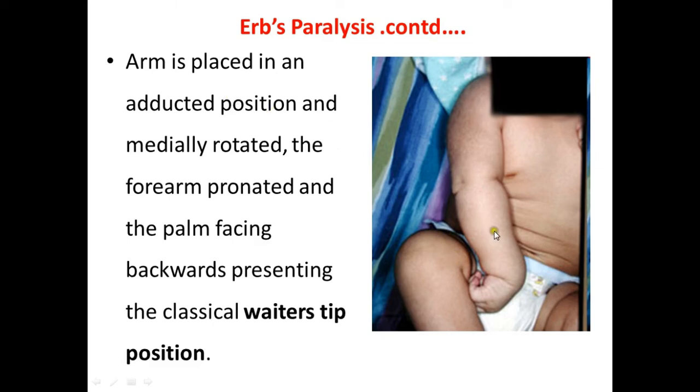That deformity is known as the waiter's tip deformity. What happens in this one? The arm is placed in an adducted position, over here you can see, and medially rotated. The forearm is pronated and the palm facing backward, presenting a classical waiter's tip deformity.